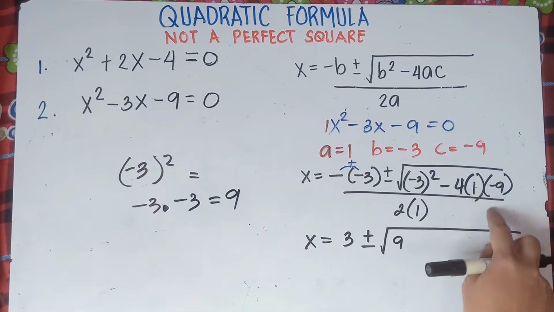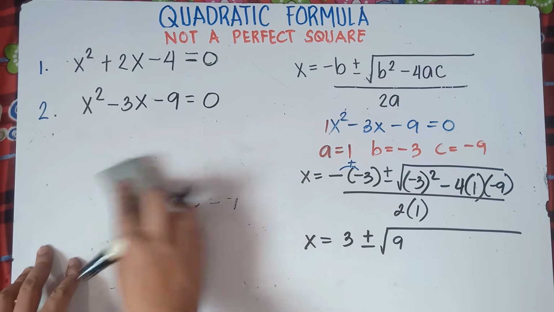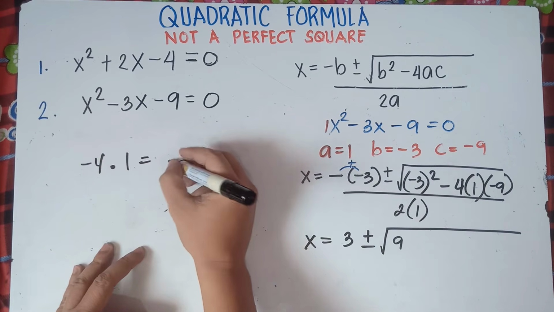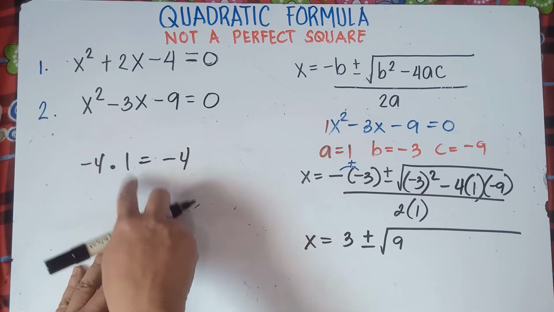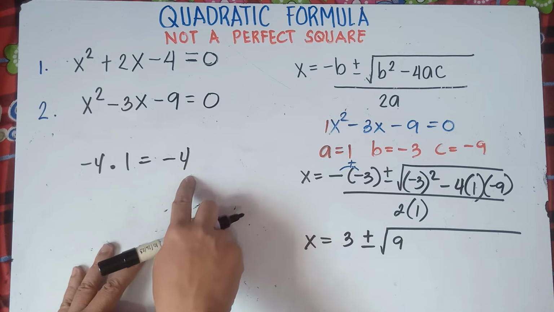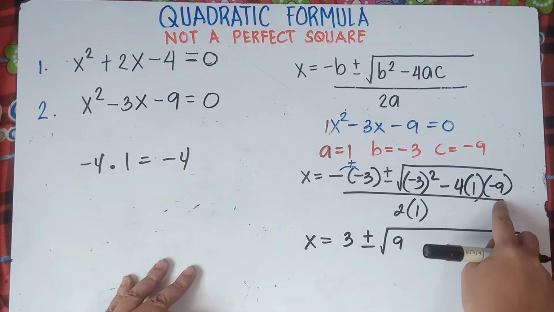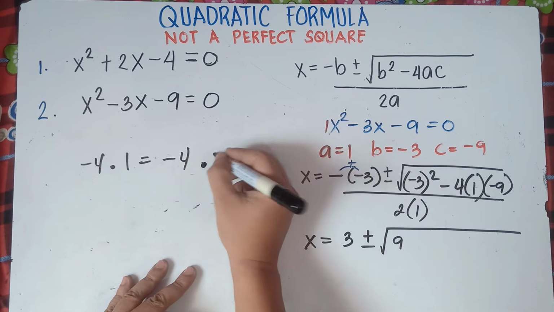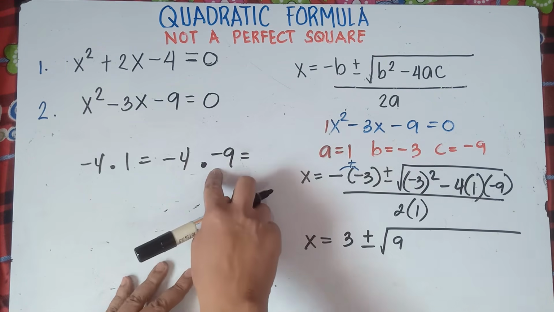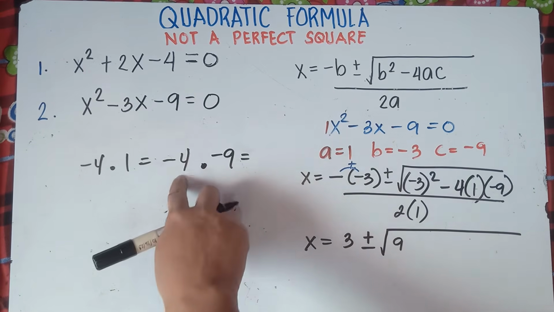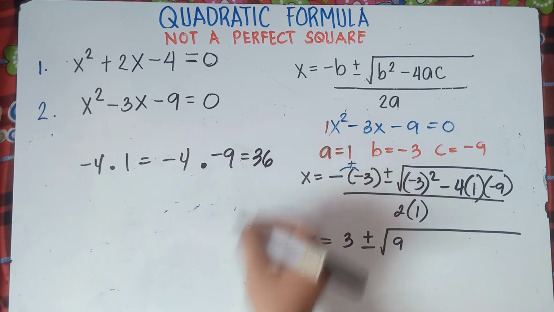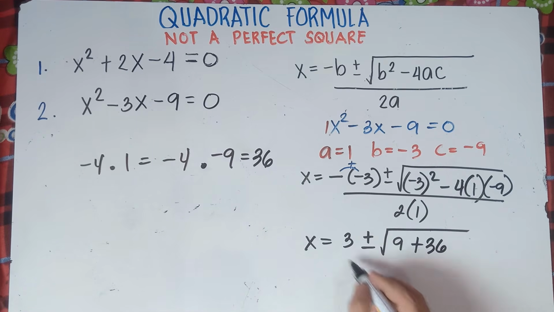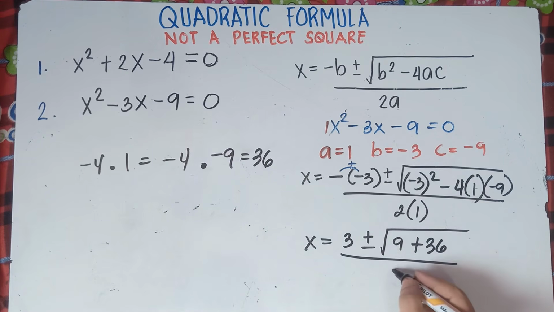Alright, and then you multiply this one. So this will be negative 4 times 1. Negative 4 times 1, that's negative 4. Negative times positive is negative. 4 times 1 is 4. Then multiply by negative 9. Once again, negative 4 times 1, that's negative 4, times negative 9. So negative times negative, that would be positive. 4 times 9, that is 36. Positive 36. Alright, and then divided by 2 times 1 is 2.